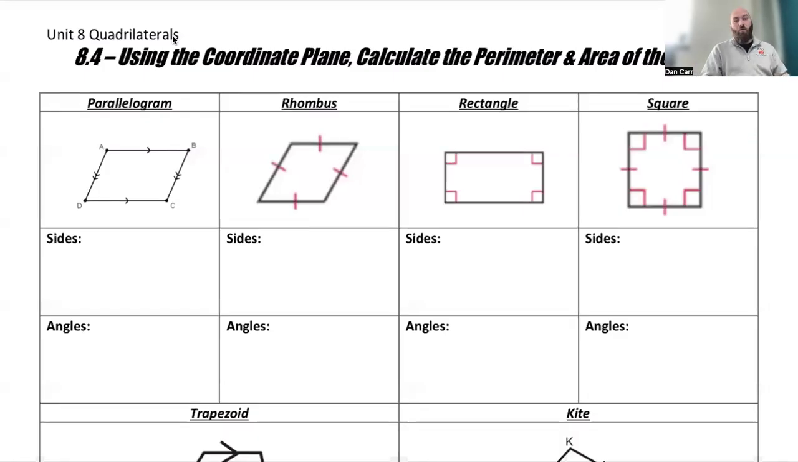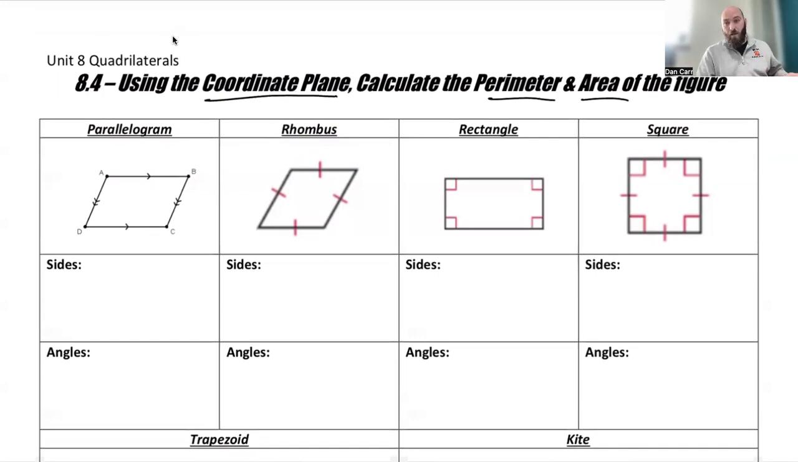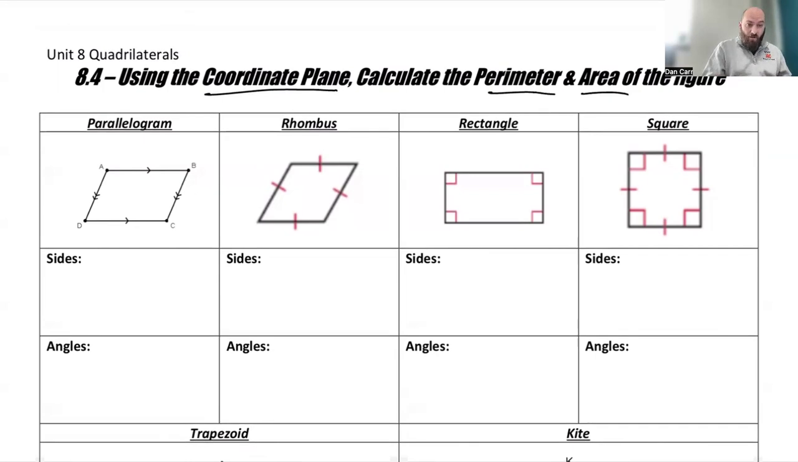Today we're going to be looking at 8.4. We're going to be using a coordinate plane. We want to calculate the perimeter and area of a figure. So when we do this, we're going to look at a few things that are helpful in terms of their properties. So for example, understanding a parallelogram.